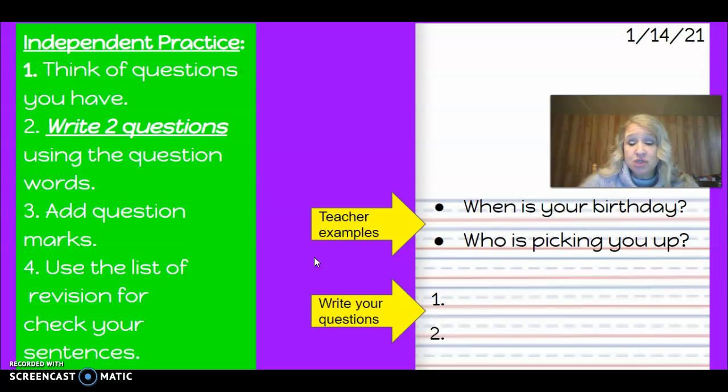Okay? When you are finished writing your 2 questions, how many questions are you going to write? 2. When you're finished writing your 2 questions, take a picture and turn it into your teacher.